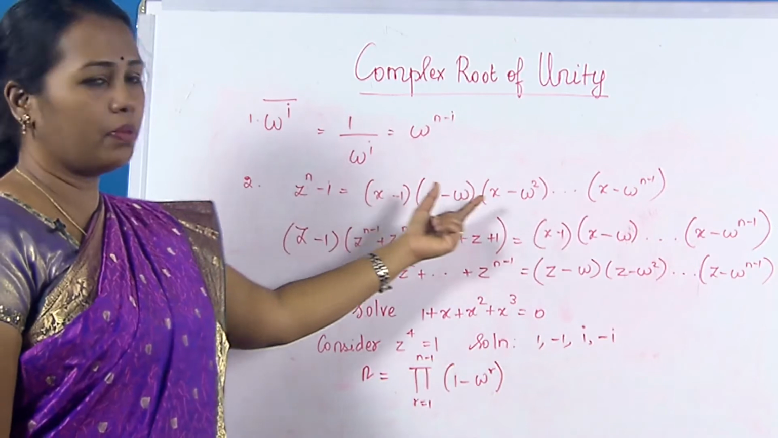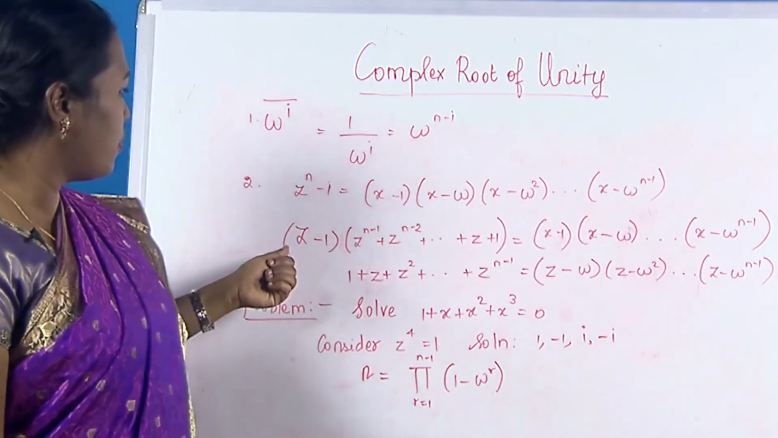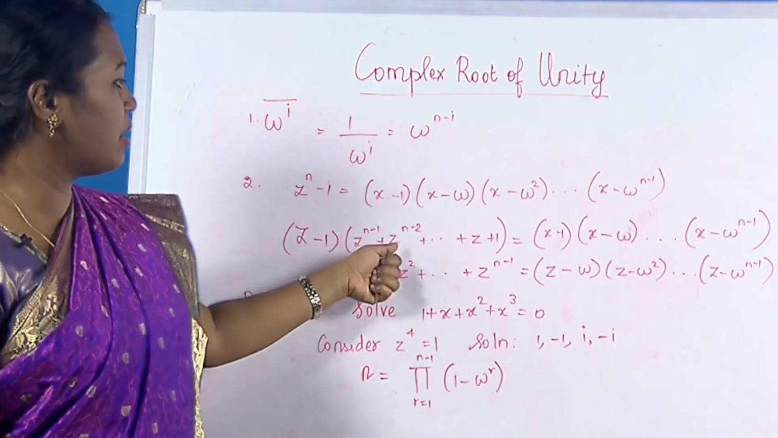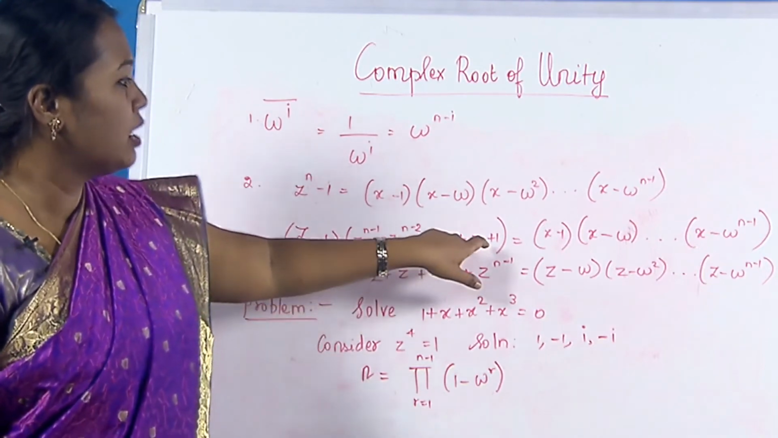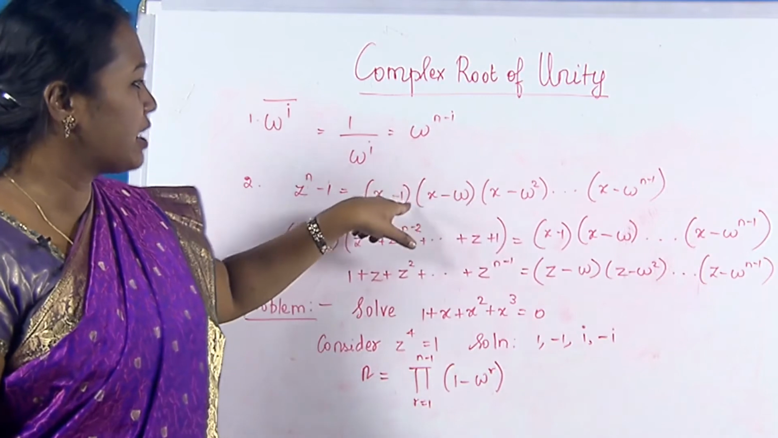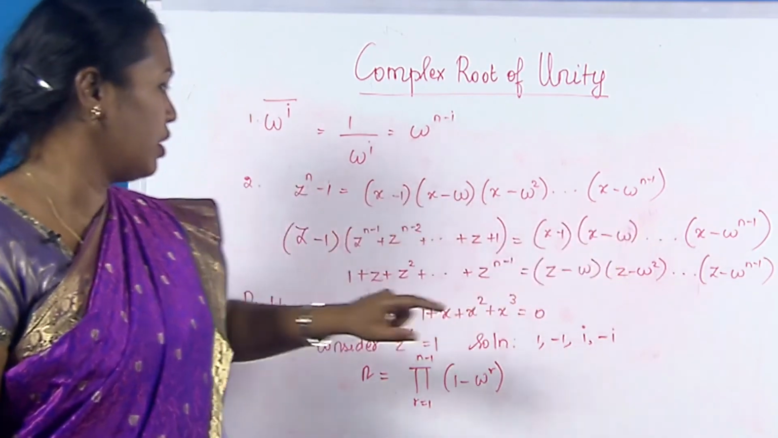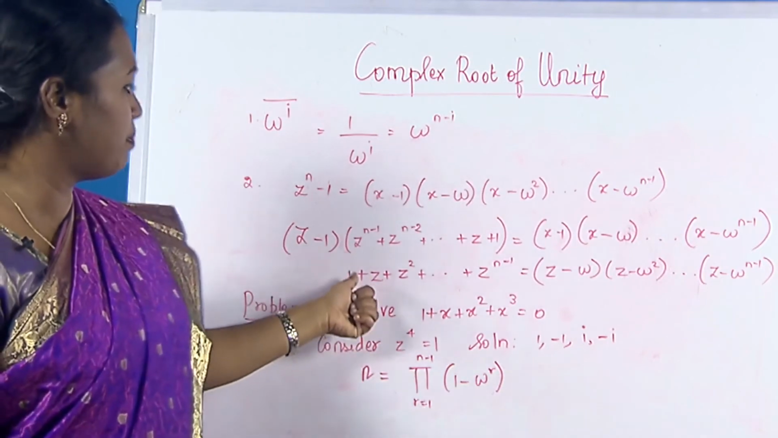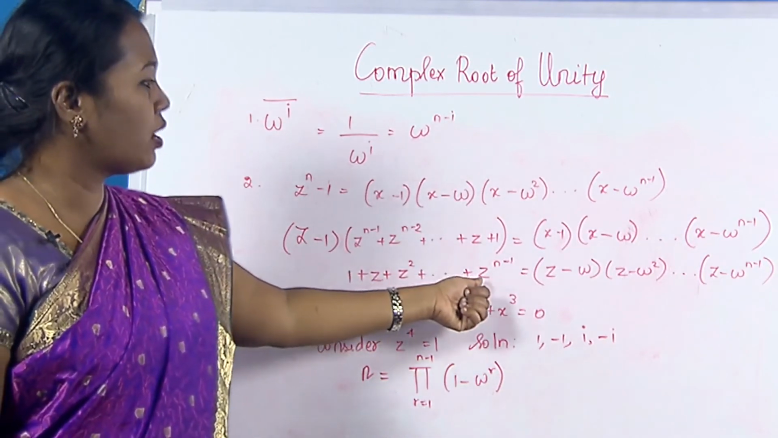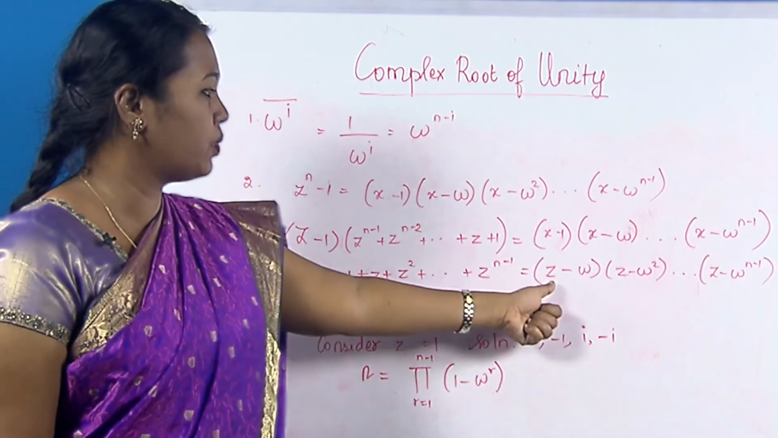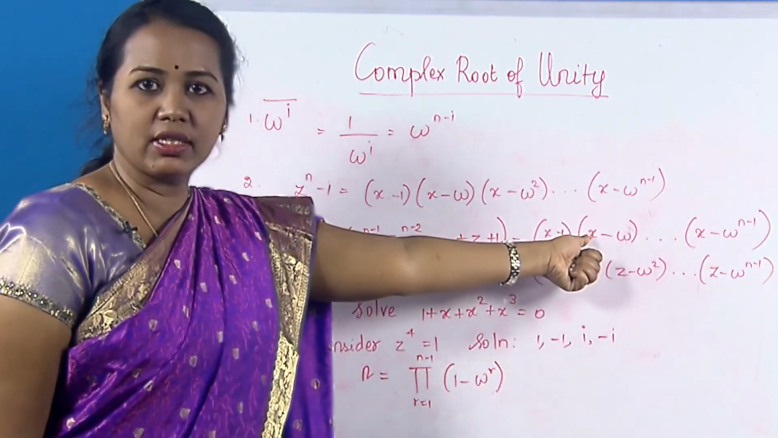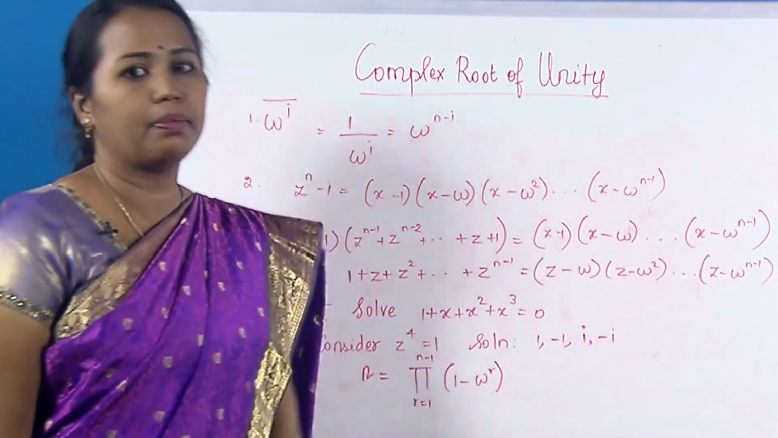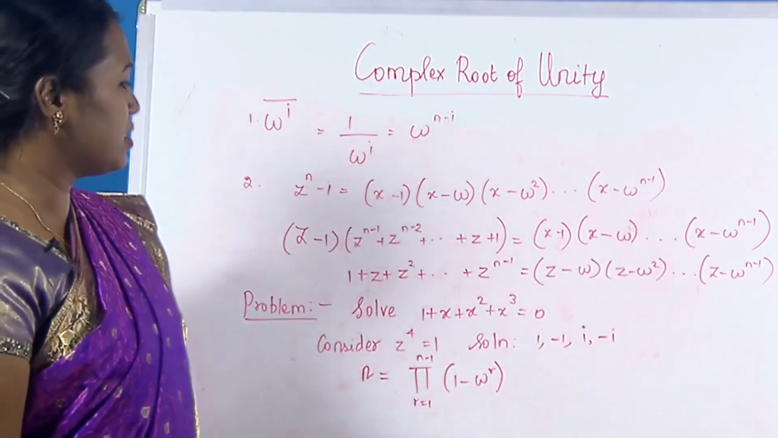So we write it in the form of factors, and therefore this can be further written as z minus 1 times z power n minus 1 plus z power n minus 2, and so on up to z plus 1. So x minus 1, x minus omega, and so on. And clearly this can be cancelled, and you are left with 1 plus z plus z squared plus so on up to z power n minus 1 is equal to, substituting z instead of x, z minus omega, z minus omega squared, and so on up to z minus omega power n minus 1.